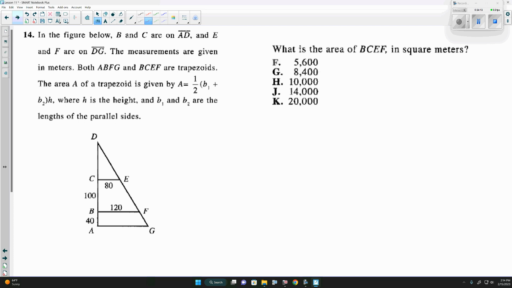All right, guys, let's figure this one out here. In the figure below, BC are on line segment AD, and E and F are on line segment DG. The measurements are given in meters. Both ABFG and BCEF are trapezoids. The area of a trapezoid is given by this formula. What is the area of BCEF?